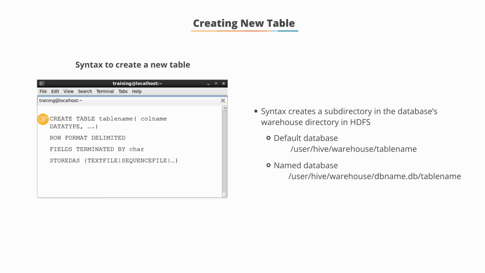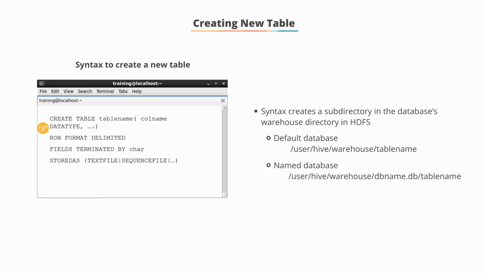The second line of the code is ROW FORMAT DELIMITED, which states that fields in each file in the table's directory are delimited by some character. The default delimiter is Control-A, but you may specify an alternate delimiter.